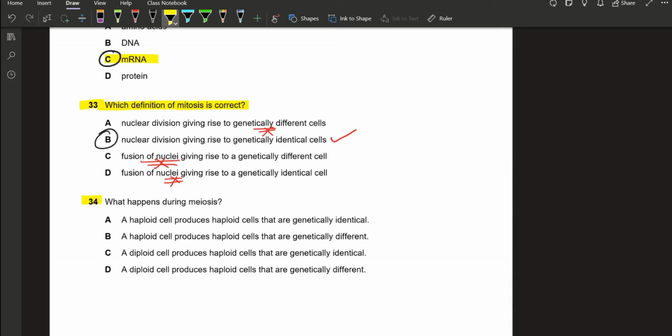Question number 34. What happens during meiosis? Option A. A haploid cell produces haploid cells that are genetically identical, which is wrong. Option B. A haploid cell produces haploid cells that are genetically different, which is also wrong, as a haploid cell cannot produce a haploid cell that is genetically different. Option C. A diploid cell produces haploid cells that are genetically identical, which is also wrong. Option D. A diploid cell produces haploid cells that are genetically different, which is correct. So the correct option would be option D.